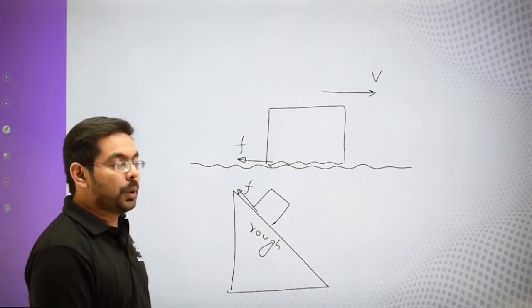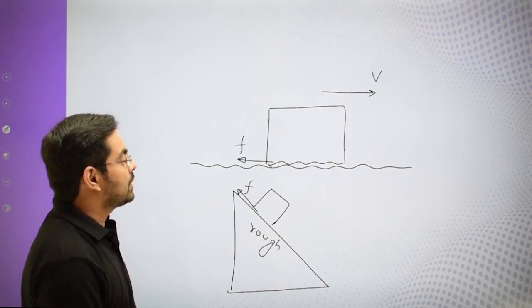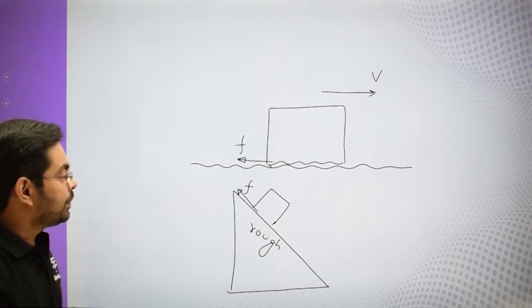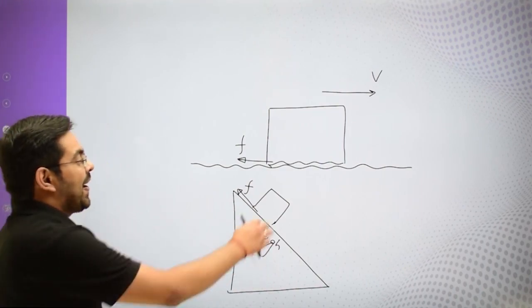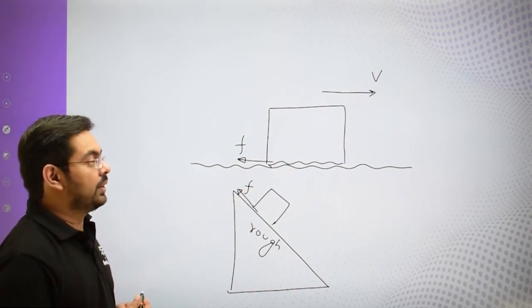Actually, friction we will talk about later on in great detail, so we need not study it right now. We just have to understand that it acts always parallel to the contact surface along the tangent, right?